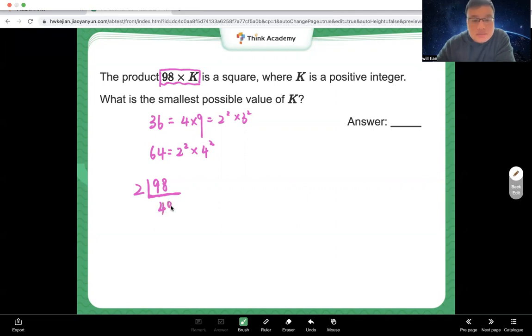Is that 49? Yes, no problem. So 49, guys, is that a square number? You'll see that is 7 and 7. In other words, 98 equals 7 squared times 2. Am I right? Yep. Do you agree? Of course, that's correct. Okay. So 98 equals 7 squared times 2. And now it tells you if you times K to this number, you get a square.